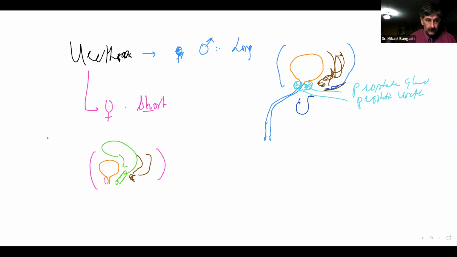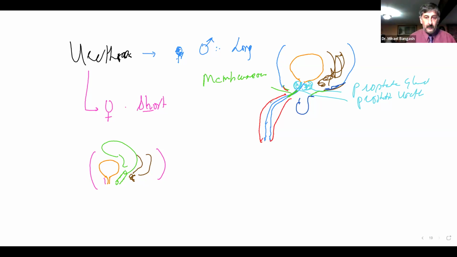Then there's going to be a part of the urethra here that is called the membranous urethra. After which, the remaining part of the urethra of this fellow is going to be running through the penis.